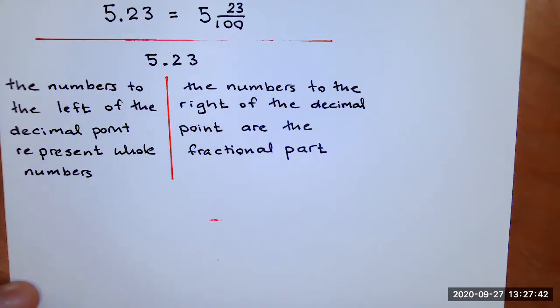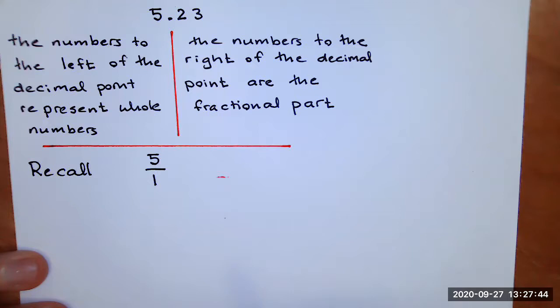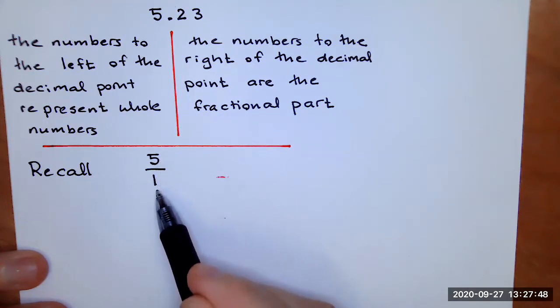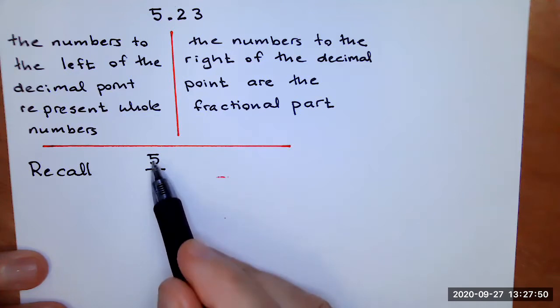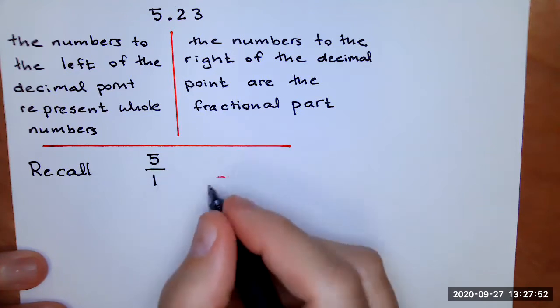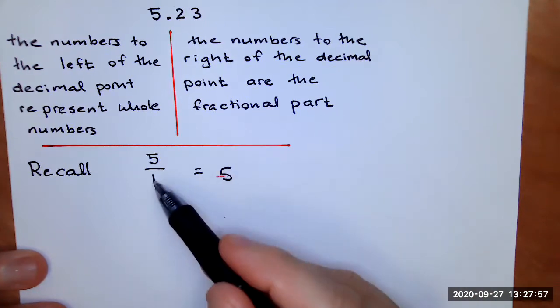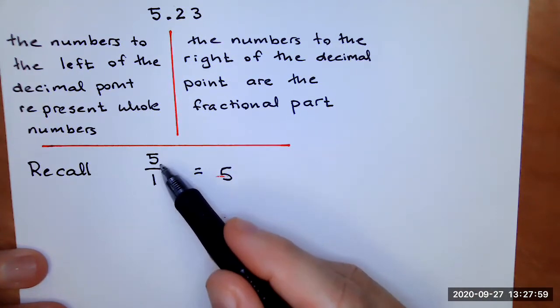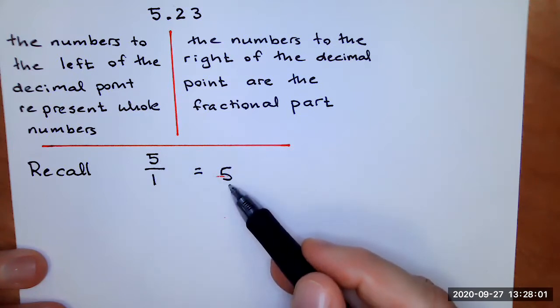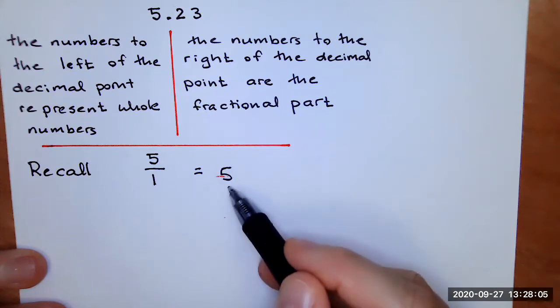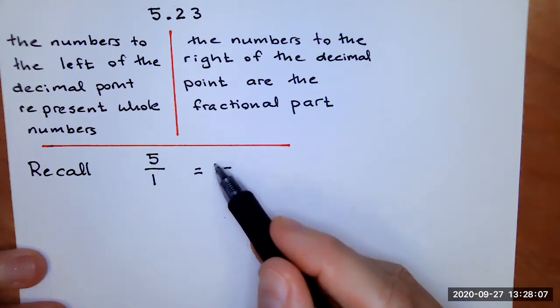All right. Recall that when you have a 1 in the denominator, like 5/1, that's equal to 5 because that's 5 divided by 1. 5 divided by 1 is 5. So if you're dividing by 1, you have a whole number.